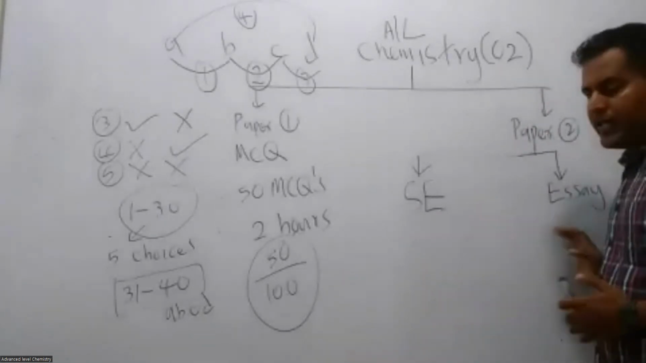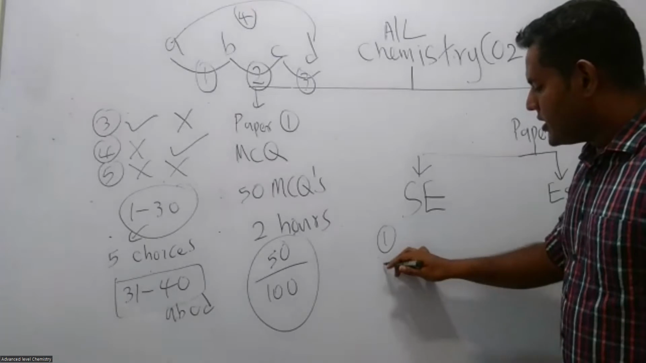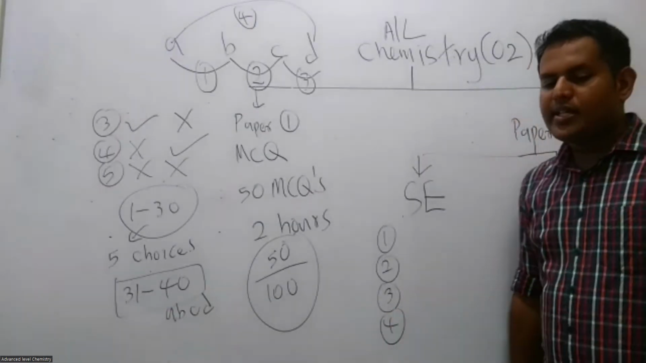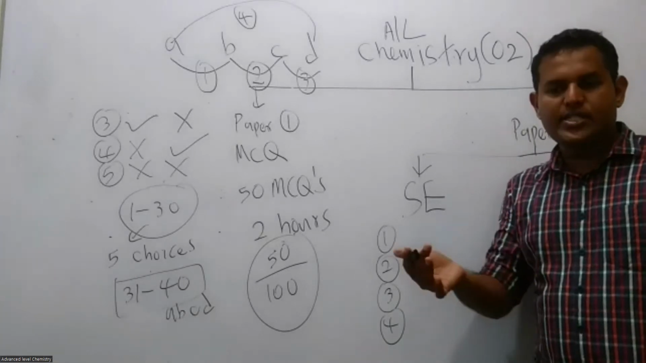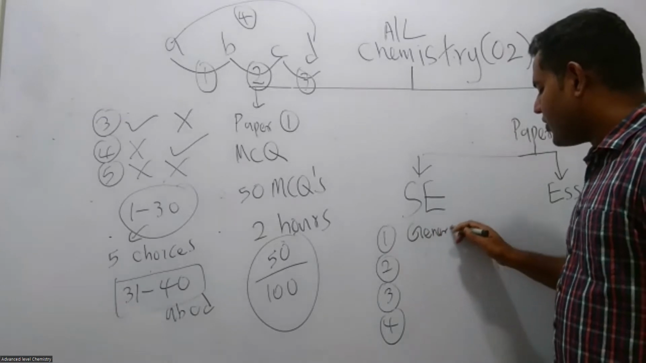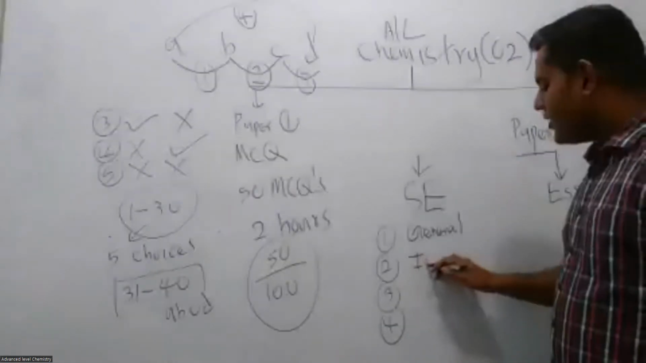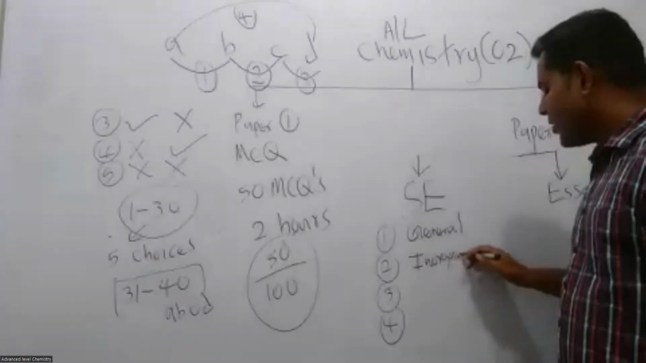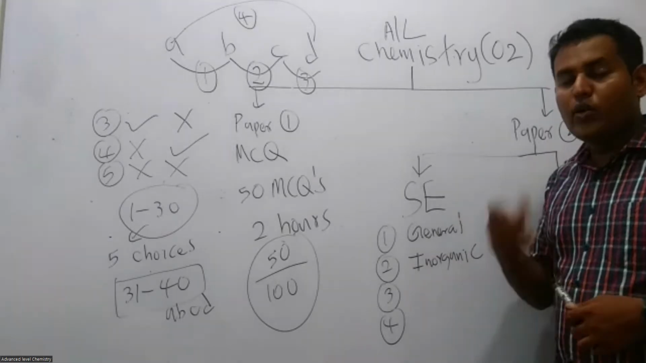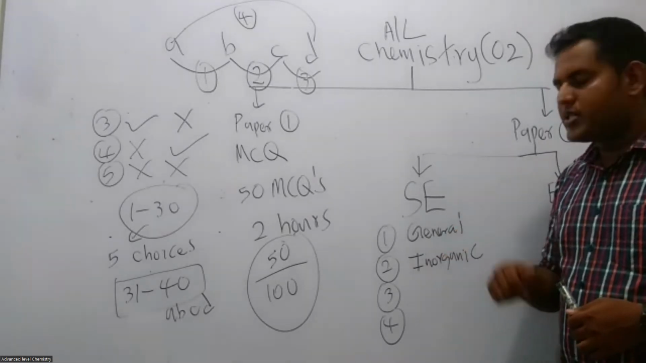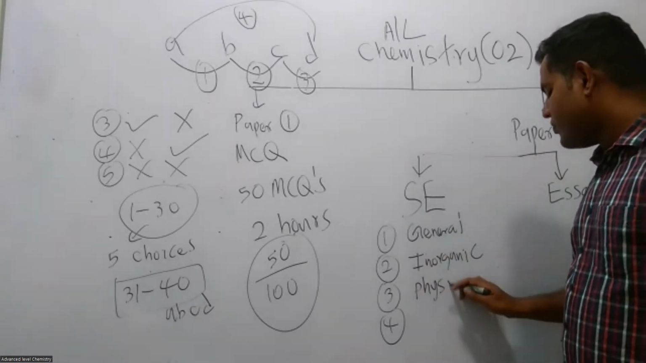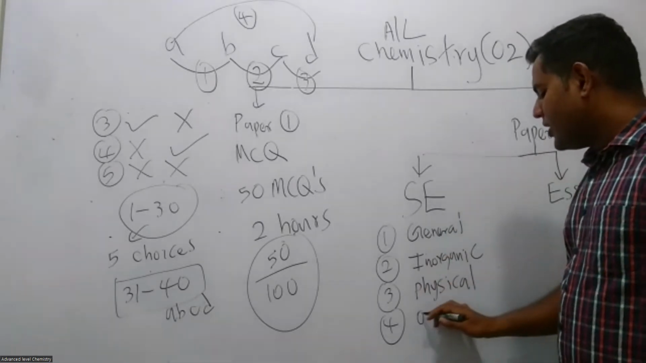Structured essay and essay. In the structured essay paper, we have 4 questions: 1, 2, 3, 4. They are taking these 4 questions from 4 sections. The first one they give from general chemistry, the second one from inorganic. General chemistry, you will be able to do the first structured essay question. The third one is physical chemistry. The fourth one is organic chemistry.